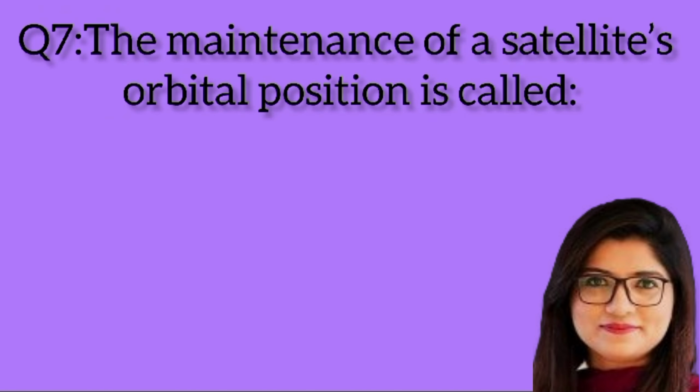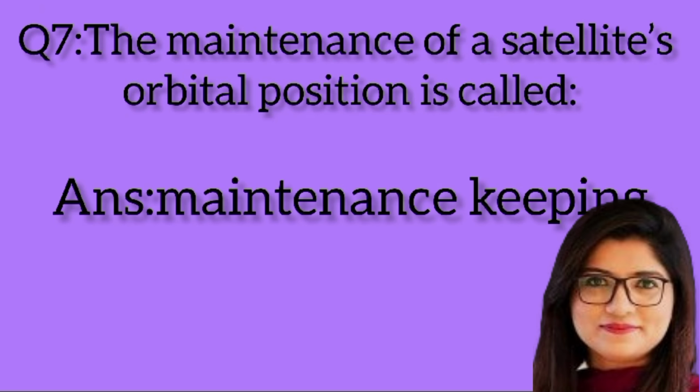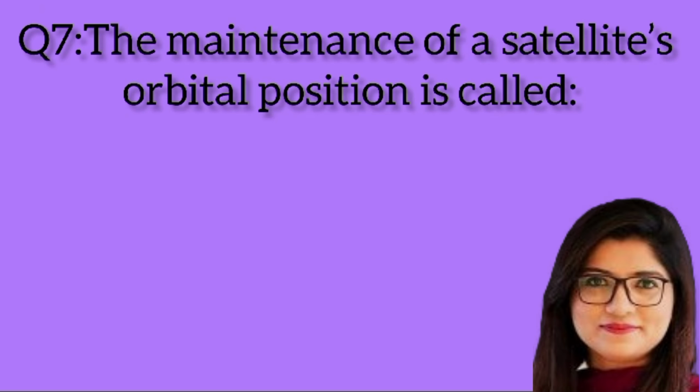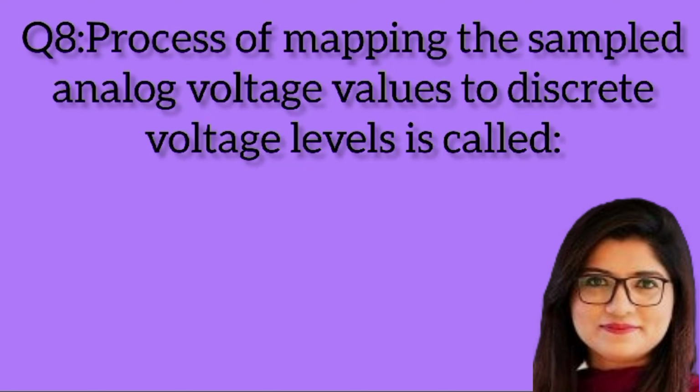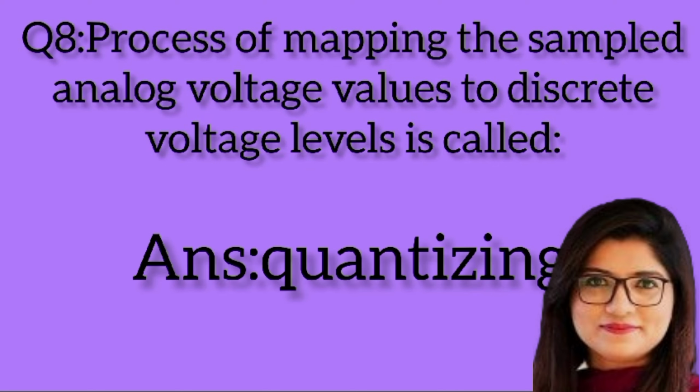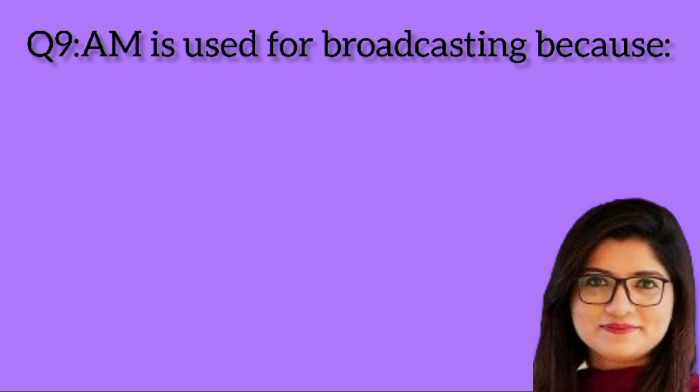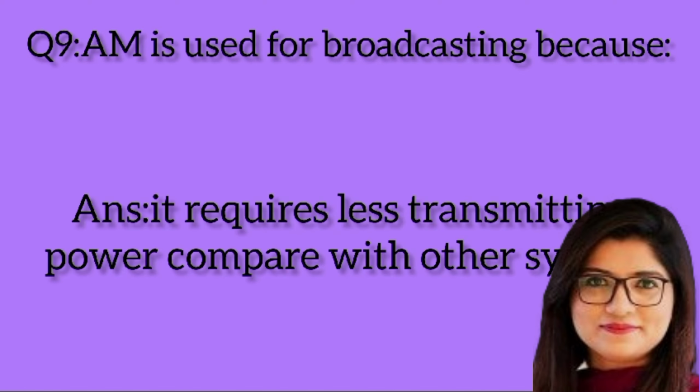Question 7. The maintenance of a satellite's orbit position is called? Answer: station keeping. Question 8. The process of mapping the sampled analog voltage values to discrete voltage levels is called? Answer: quantization. Question 9. FM is used for broadcasting because? Answer: it requires less transmitting power compared with other systems.